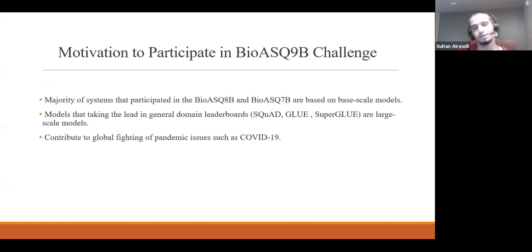So let's start by talking about what motivates us to participate in this year's challenge of BioASQ. We observed that the majority of the systems that participated in BioASQ 8B and 7B are based on base scale. But if you look at the leaderboards in the general domain, like SQuAD, GLUE, and SuperGLUE, you could observe that most of them are large scale. Also, there is an ongoing global fight against pandemic issues such as COVID. Some of you probably heard about the COVID-19 challenge. So hopefully, by presenting our work and participating, we contribute to this fight.